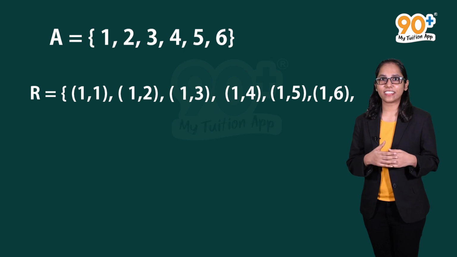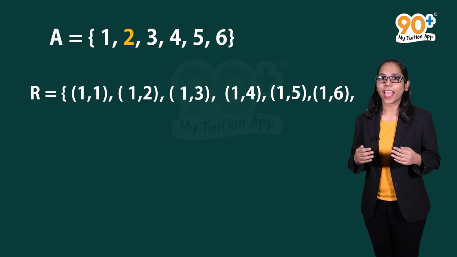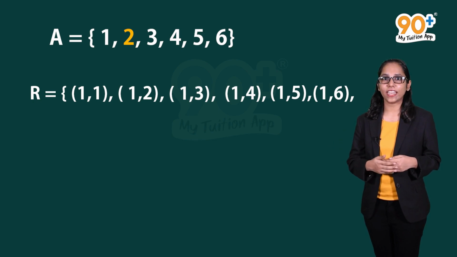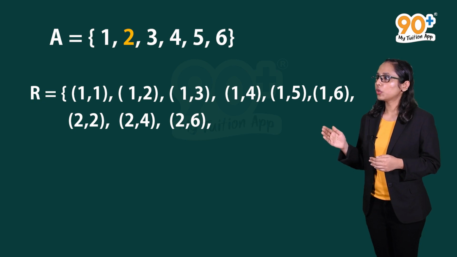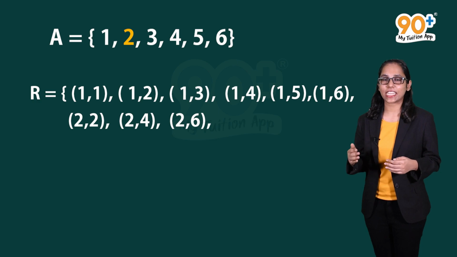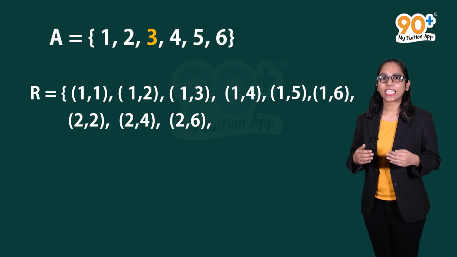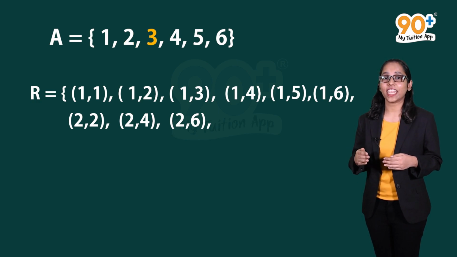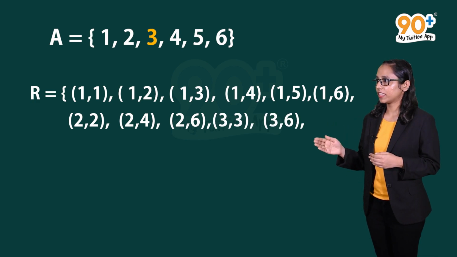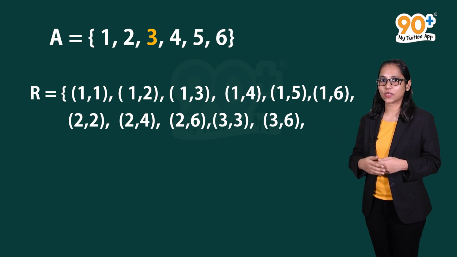Now let's take the next element, that is 2. Numbers that can be divided by 2 will be the multiples of 2, and we know that the multiples of 2 are 2, 4 and 6. So set R will contain ordered pairs (2, 2), (2, 4) and (2, 6). Now take the next element, that is 3. 3 divides its multiples 3 and 6. So set R will contain ordered pairs (3, 3) and (3, 6).